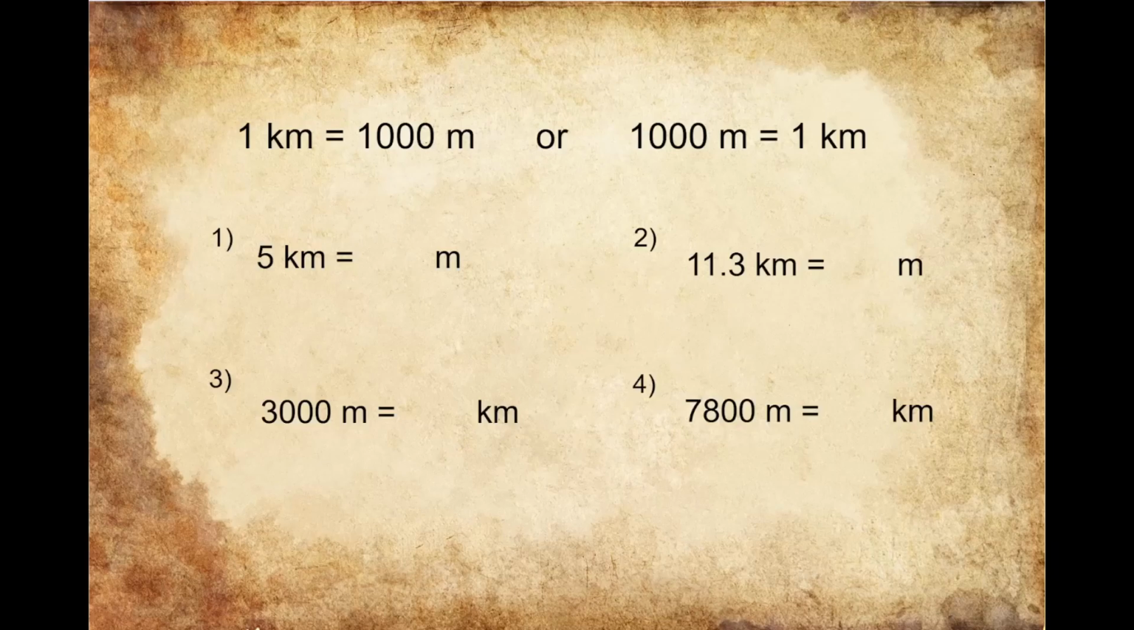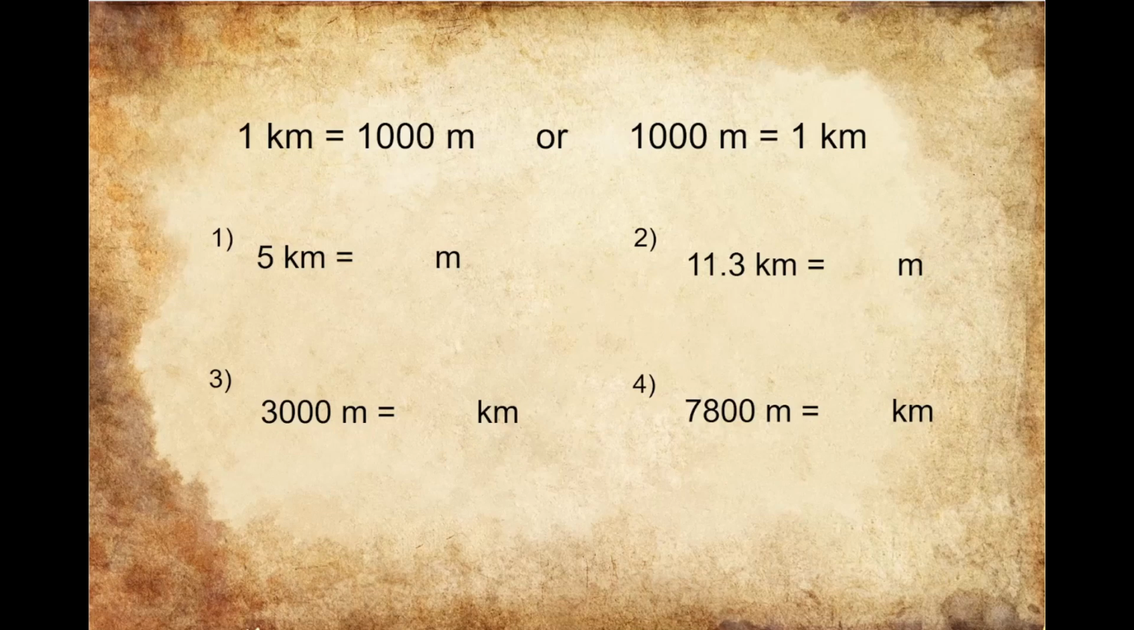Today we're going to be looking at how to convert kilometers into meters and meters into kilometers. So as we can see here up at the top with our conversion, 1 kilometer is equal to 1,000 meters, or another way to think of it is that 1,000 meters is equal to 1 kilometer.